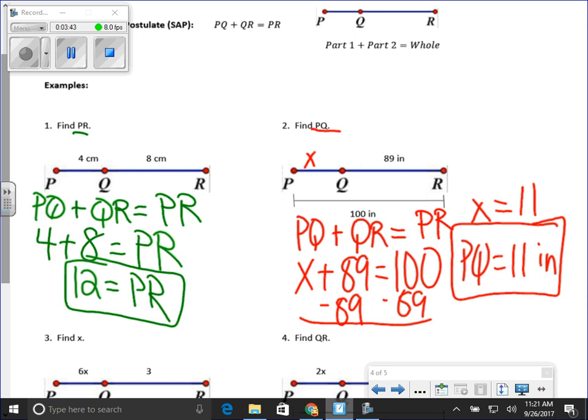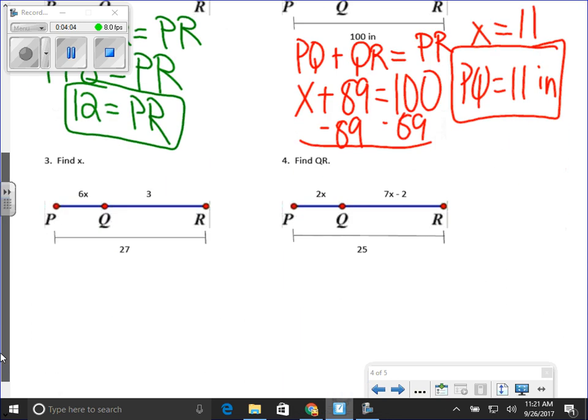We okay? Now, do I know on the first one you could have just added 4 plus 8 without writing all that? Yes, I do. Do I know in number 2, could you have just done 100 minus 89 and got 11? Yes, I do. But the thing is, I want you to get used to the setup, so then when I get down to the bottom 2, it's not like, oh, where is that coming from? All right, let's look at number 3.